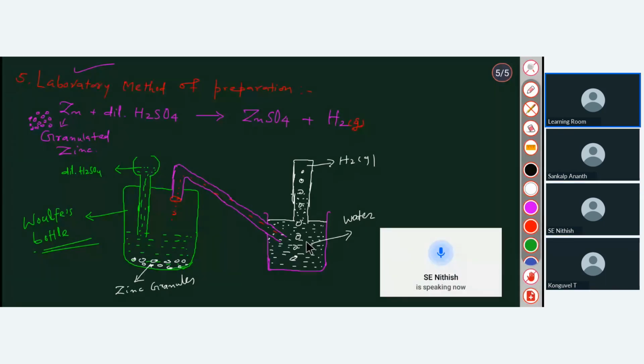So this is the laboratory method of preparation. A few points which you have to remember here: the H2SO4 taken is dilute, it is not concentrated, and similarly it is not hot. I have told you that if we take hot H2SO4, then sulfur dioxide gas will be formed, and there will be water, there will not be hydrogen gas, right? Another thing which I have told you is that this zinc.